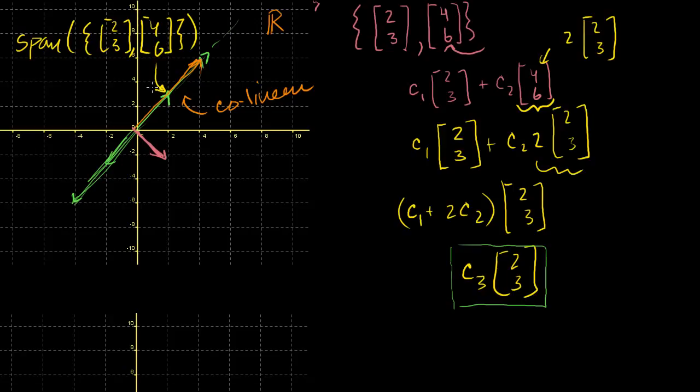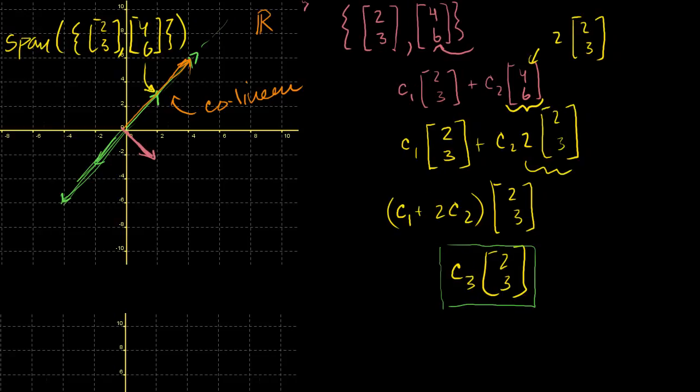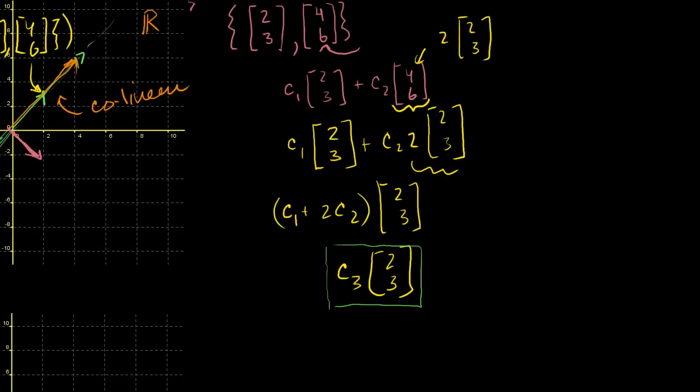Now, a related idea to this, and notice you had two vectors, but it reduced to one vector when you took its linear combinations. The related idea here is that we call this set linearly dependent. Let me write that down. Linearly dependent.